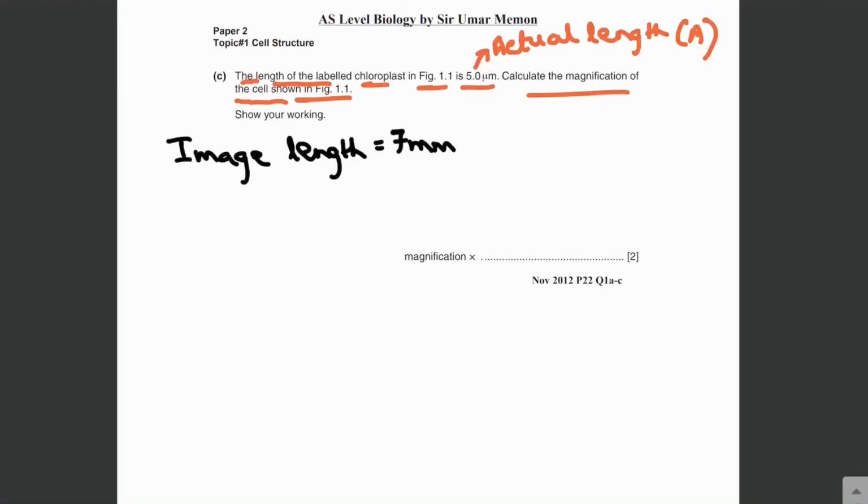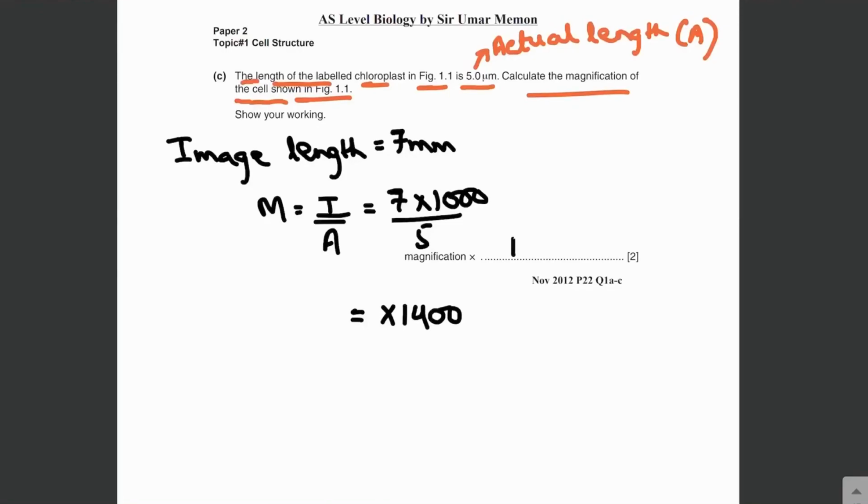So what we need to do is convert the image length into micrometer if we want to calculate the magnification. So magnification is equal to image divided by actual, or we can say image length divided by actual length. Image length is 7 millimeter. We need to convert it into micrometer by multiplying it by 1000, divided by the actual length. So let's calculate the magnification. That is 7000 divided by 5. So what is the answer? The magnification is times 1400, or we can say 1400 times, right?